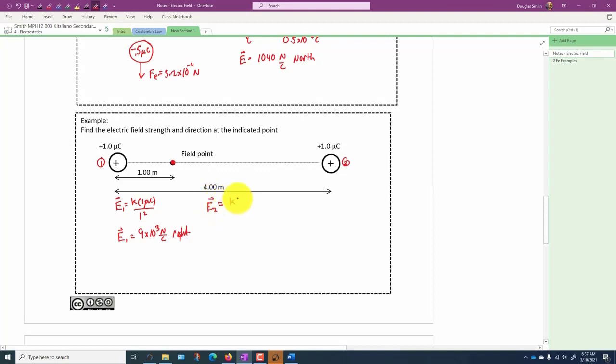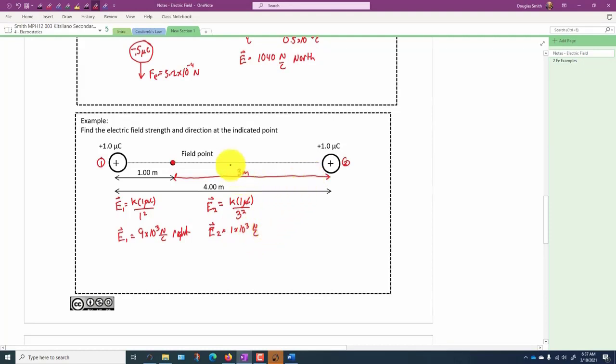So, okay, same size charge. This time it's a lot further away. This is 1 meter and that's 4 meters. This distance here is going to be 3 meters. So R is 3 squared. So this is 9 times 10 to the power 3 divided by 9. So we get 1 times 10 to the power 3 newtons per coulomb.